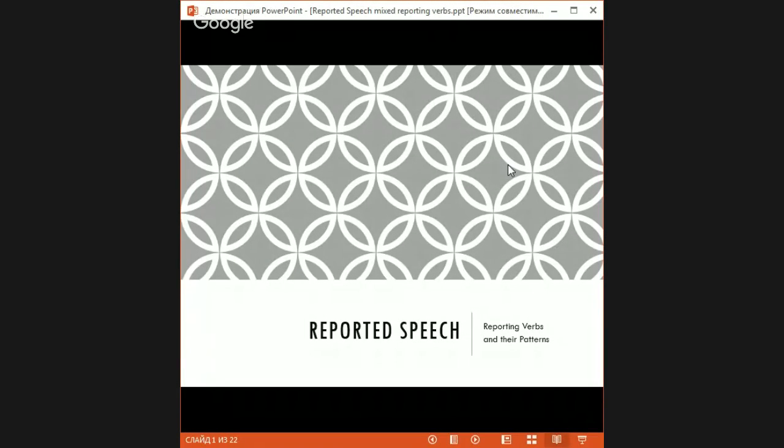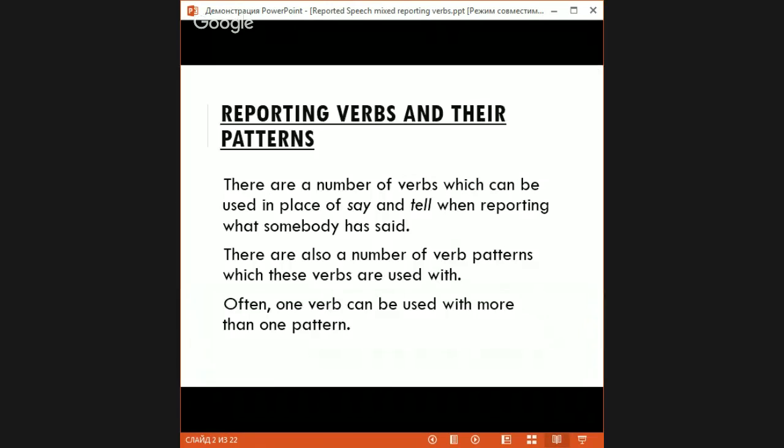All right. So we have here the presentation with the reporting verbs and their patterns. If you look at the first slide, you can see that there are a number of verbs which can be used in place of say and tell. I told you about that already, when we report to somebody what the person said. Also, there are a number of verb patterns which these verbs are used with. So, as I said before, some verbs can be used not only with one pattern, but with more.